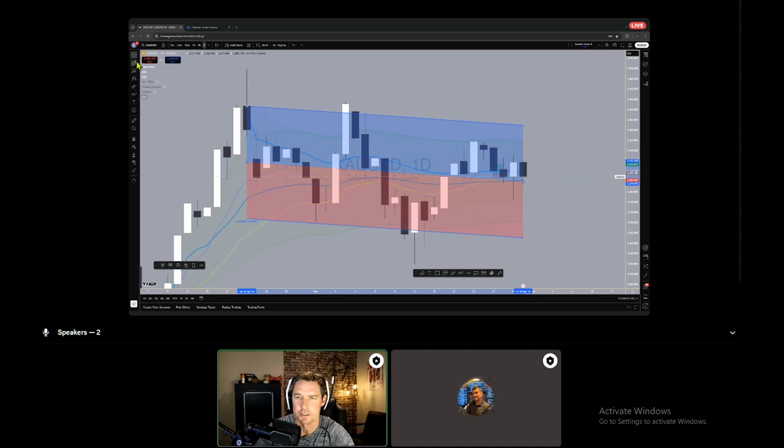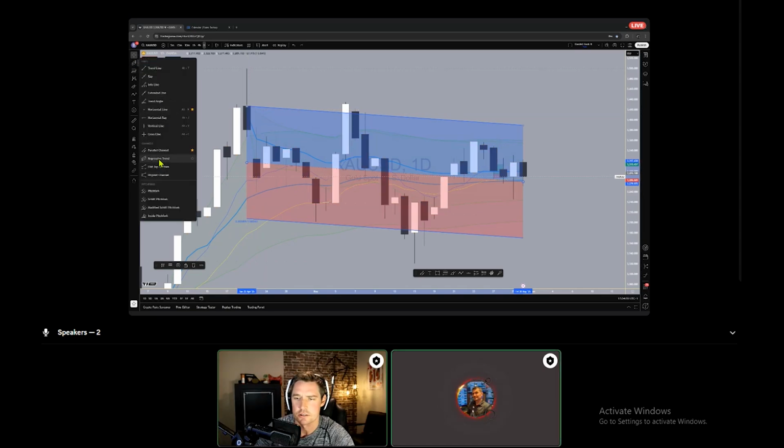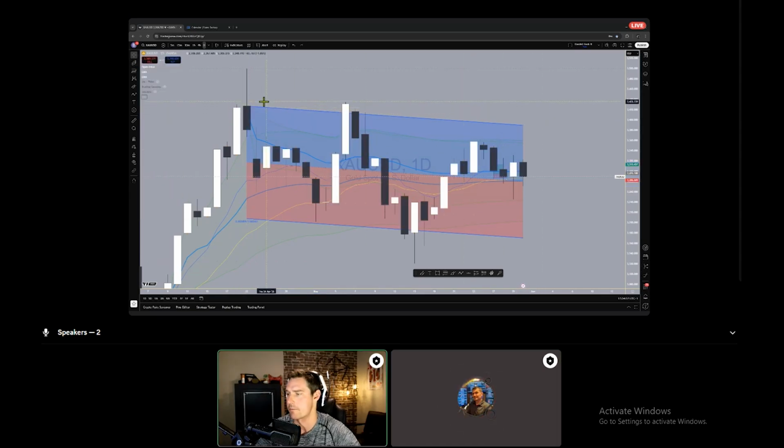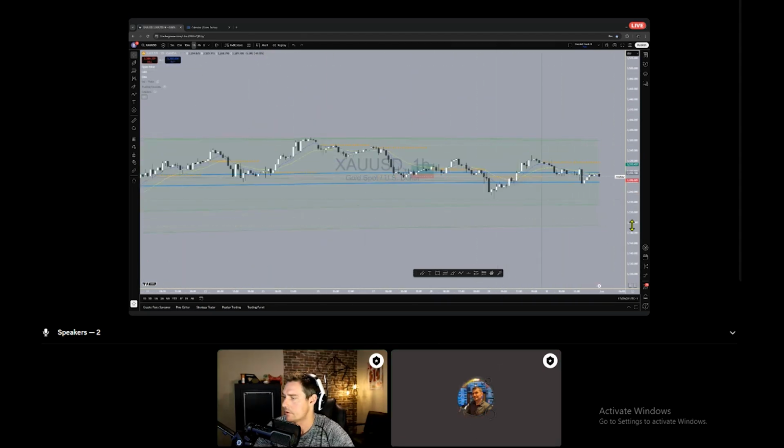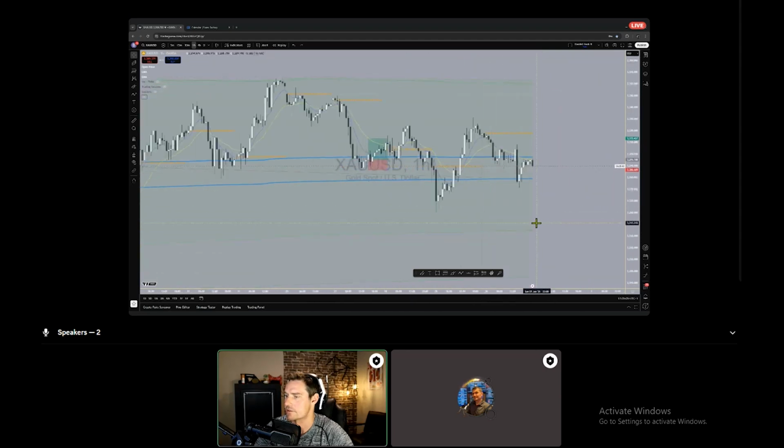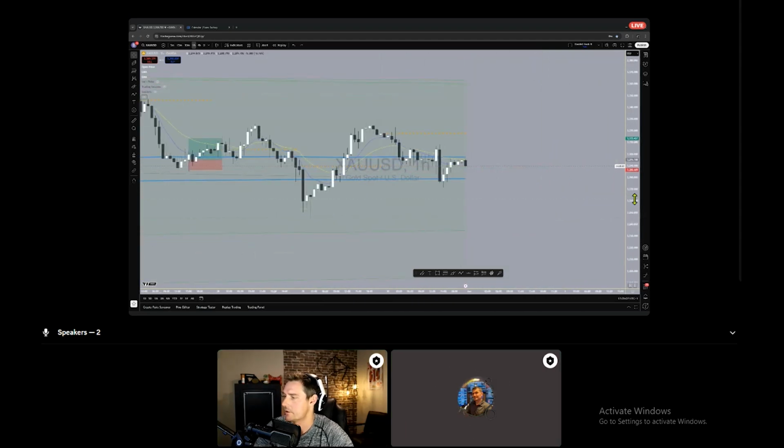What is that called? Regression trend. Yep, regression trend. Okay, so I'll leave this up, and we'll go down to the 1 hour chart here. Oh, it doesn't show up. That's fine.